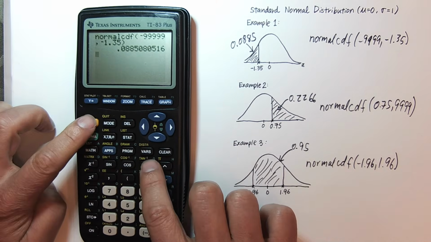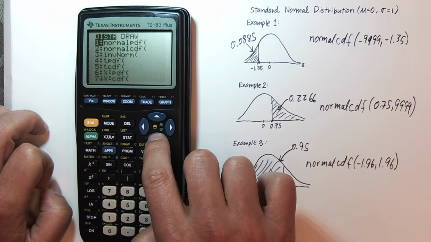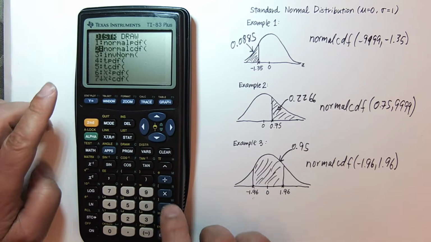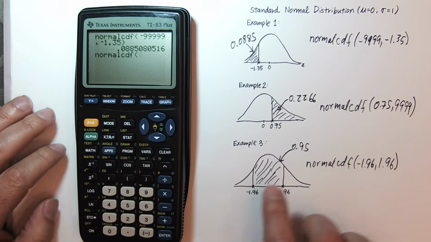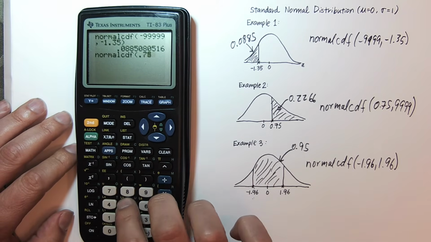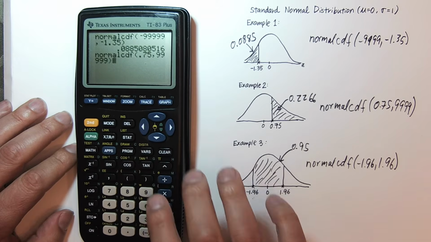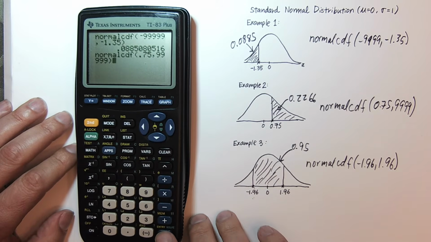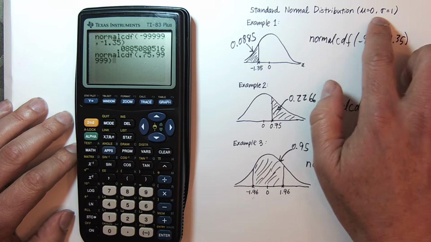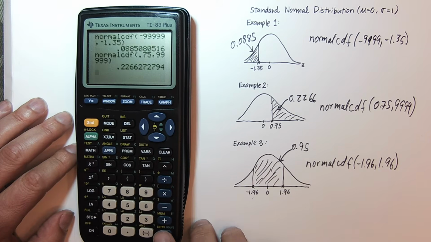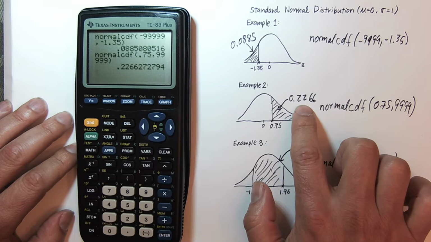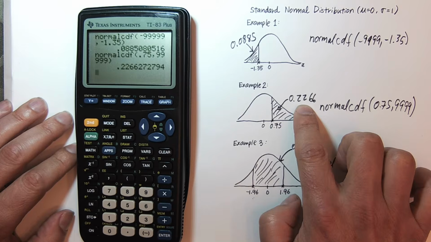Same with this one, second distribution, normal CDF, you can just hit 2. And I'm going to start with 0.75 and go up to a large number. Notice I don't need to put the mean or the standard deviation because we're assuming that we are here. And you'll notice I got the same probability here, or area under the curve.